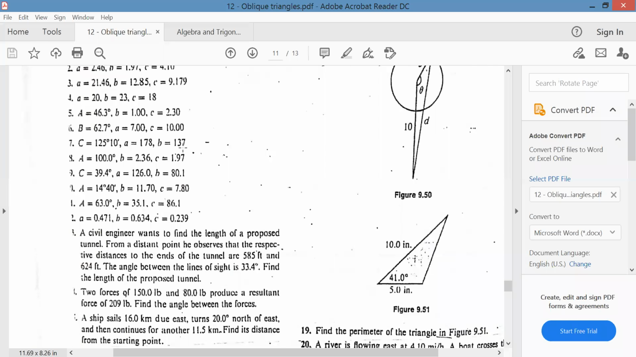Okay, let's see. And this angle is included angle. देख लीजिए C जो है वो A और B के दरमियान में आ रहा है हमेशा. आप ड्रॉ कीजिए triangle.